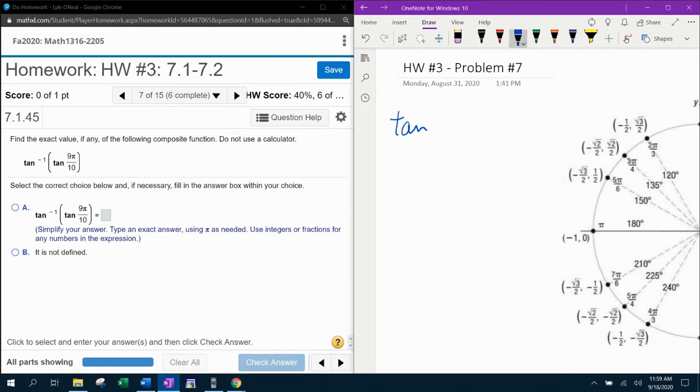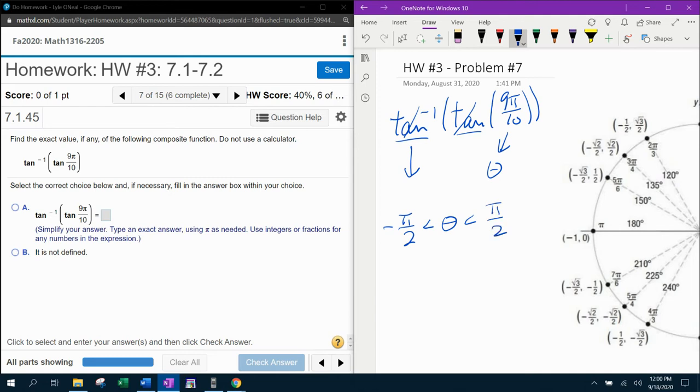So we're going to start by copying the problem down. The inverse tangent of the tangent of 9 pi over 10. And we know that when you take the inverse tangent of the tangent, those are going to cancel. And this angle will be the answer if, listen, if it's within the acceptable range of values. Okay? So for inverse tangent, we know that the acceptable range of values are going to be angles from negative pi over 2 to pi over 2. So then the question becomes, is 9 pi over 10 within this range?